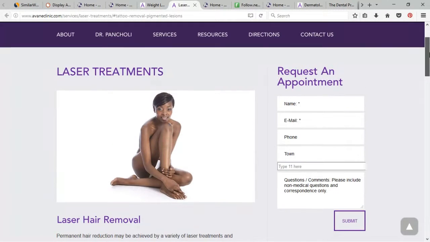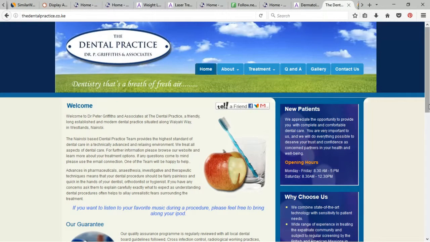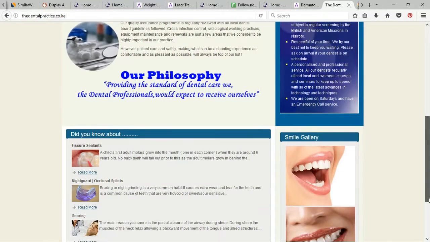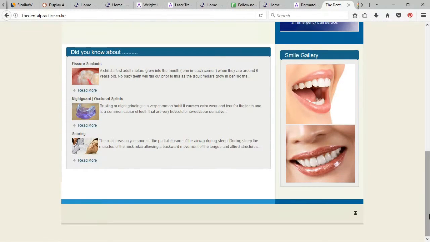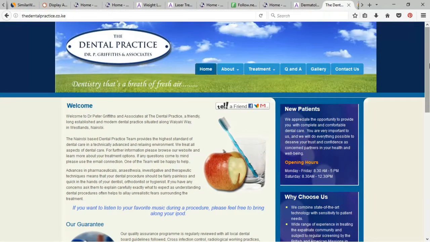Now, based on just that basic information, you can take that and leverage it to generate a lot of traffic to your website, and then work to convert those leads into paying customers.